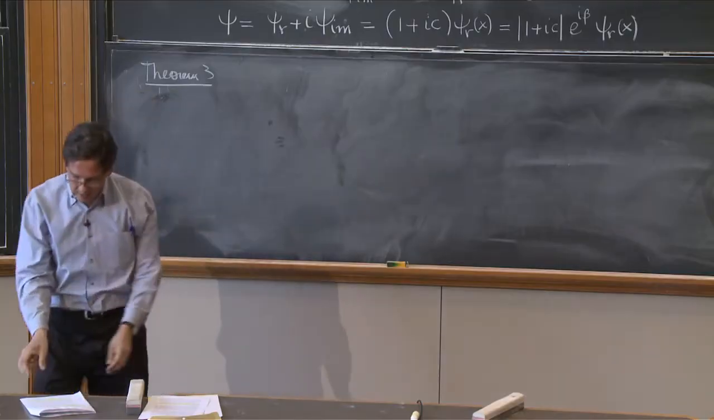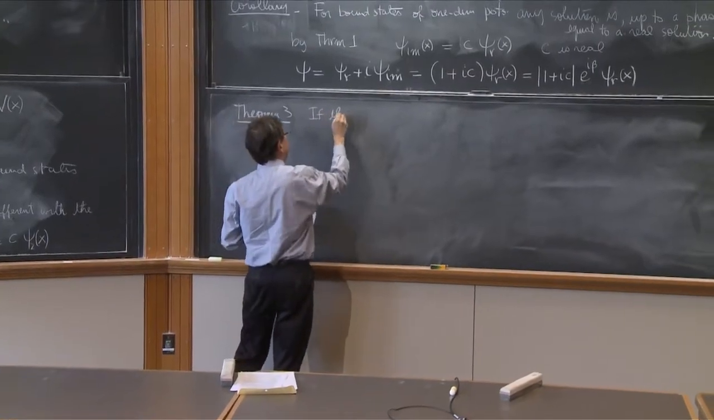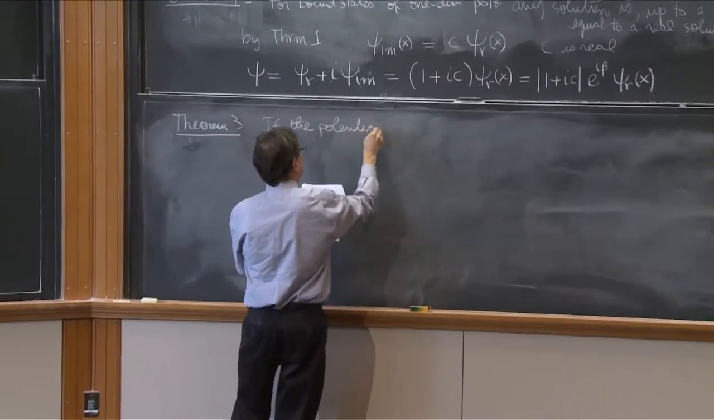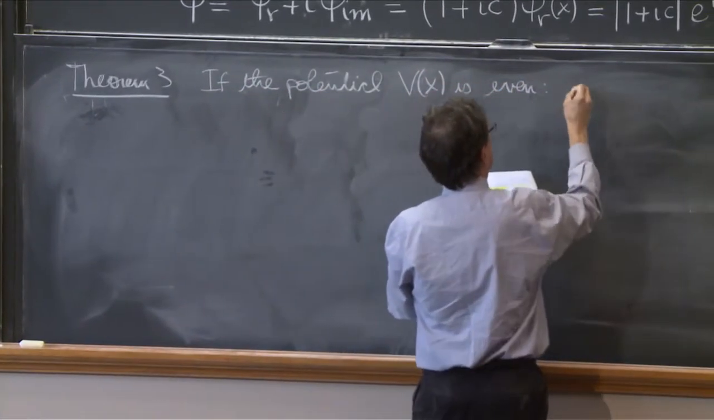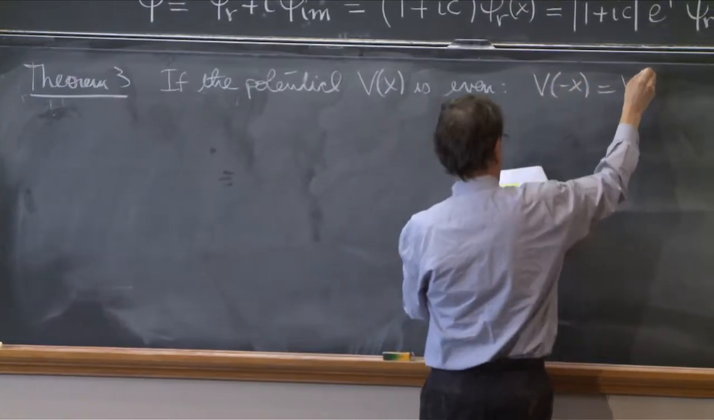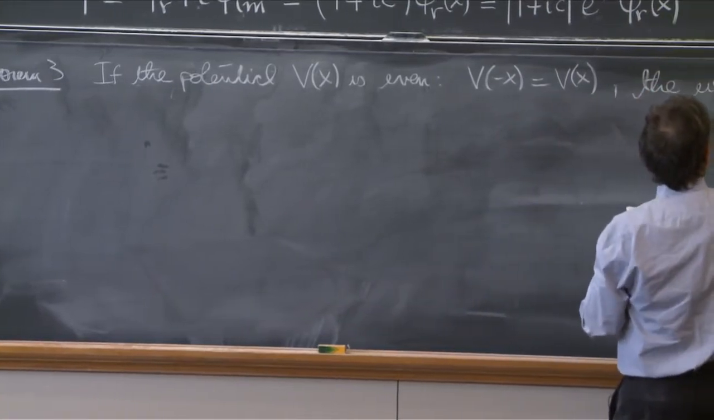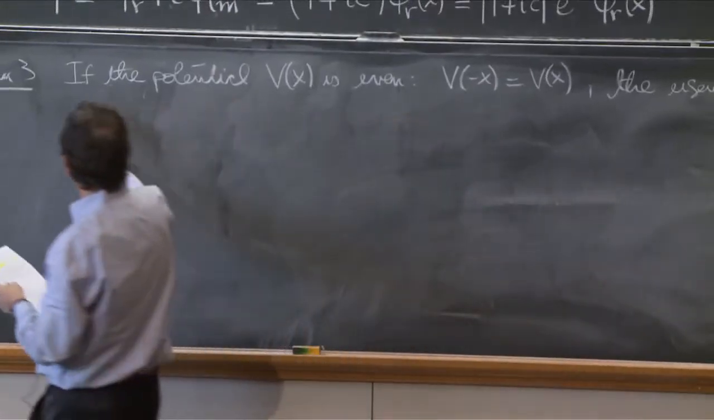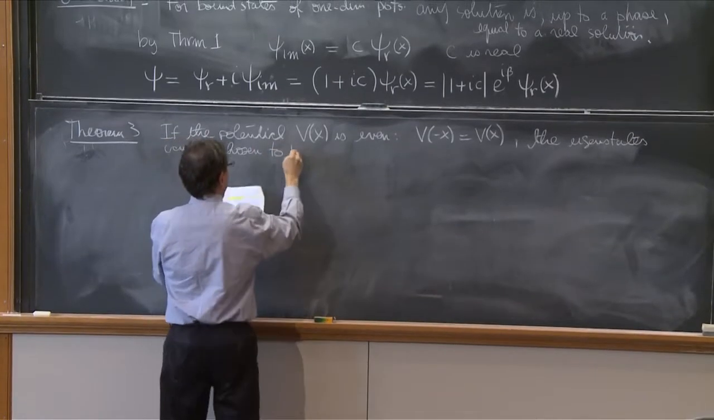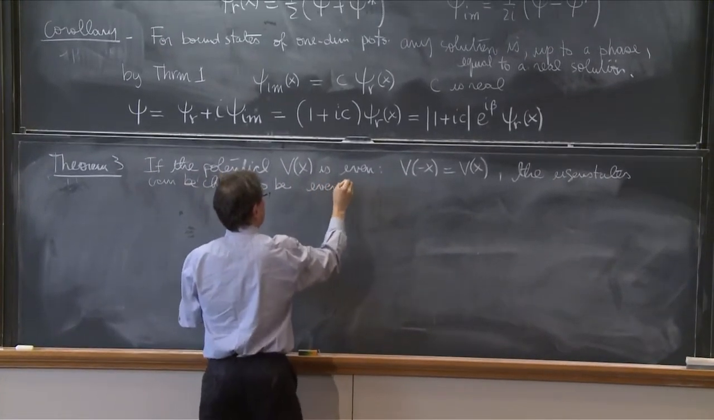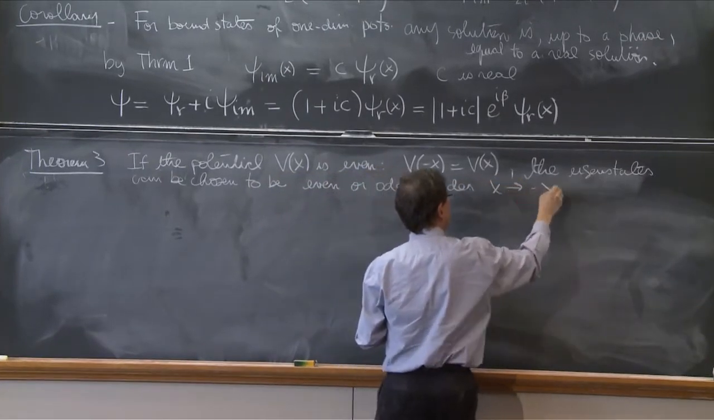It's also very famous. If the potential V of x is even, that is, V of minus x is equal to V of x, the eigenstates can be chosen to be even or odd under x to minus x.